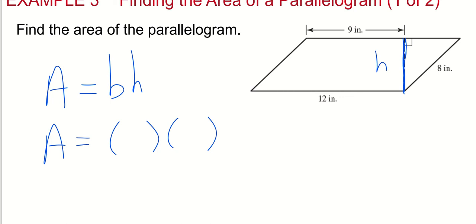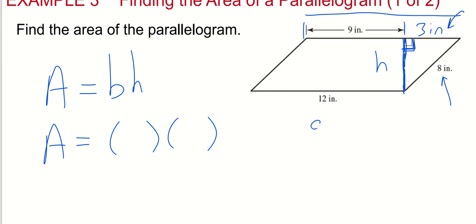We don't know the value for H. It's not explicitly listed yet, but we can certainly find it because we have a right triangle here. I know that the hypotenuse is 8, and this other leg of the triangle we can figure out because if this one side of the parallelogram is 12, then the other side of the parallelogram must also be 12. 9 of it is from here to here, so if I do 12 take away 9, that tells me that this leg right here would be 3 inches.